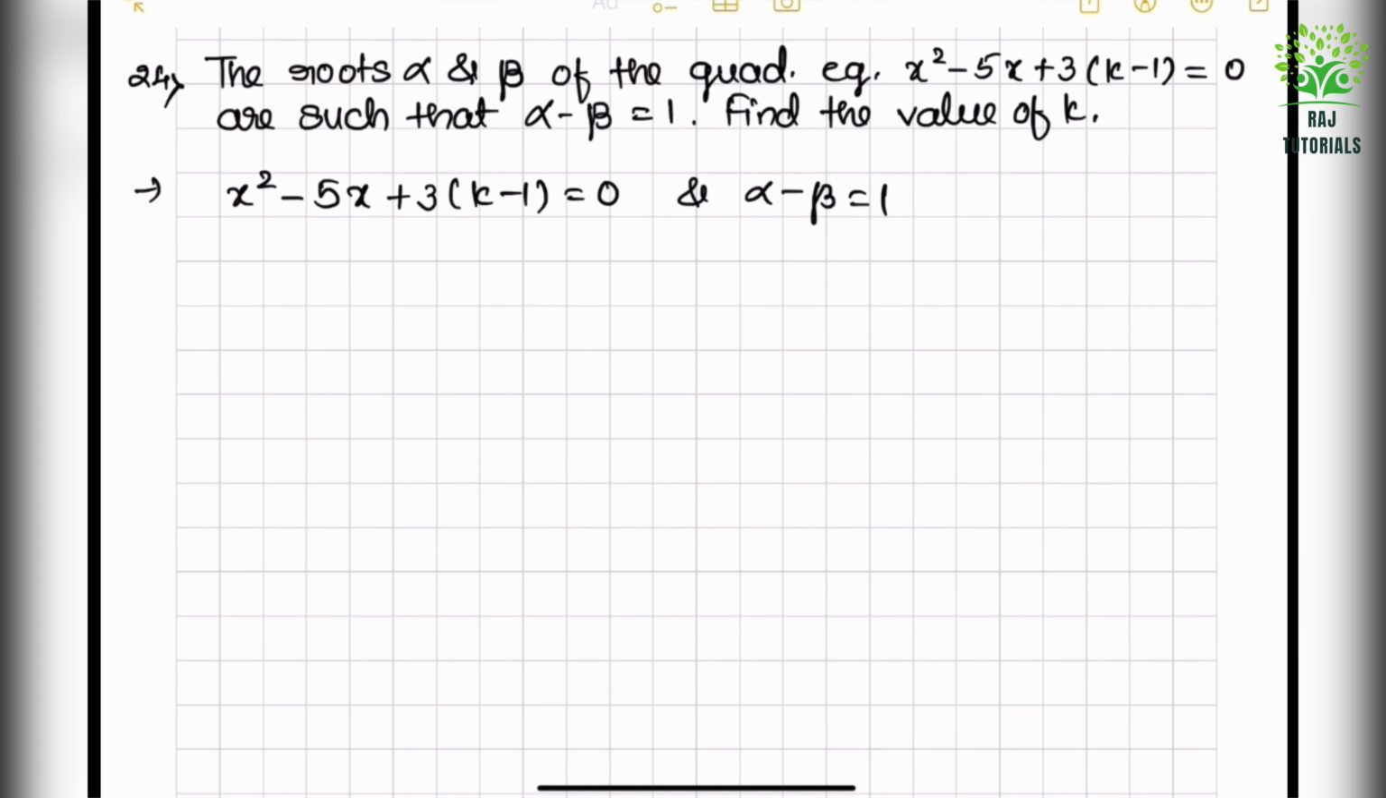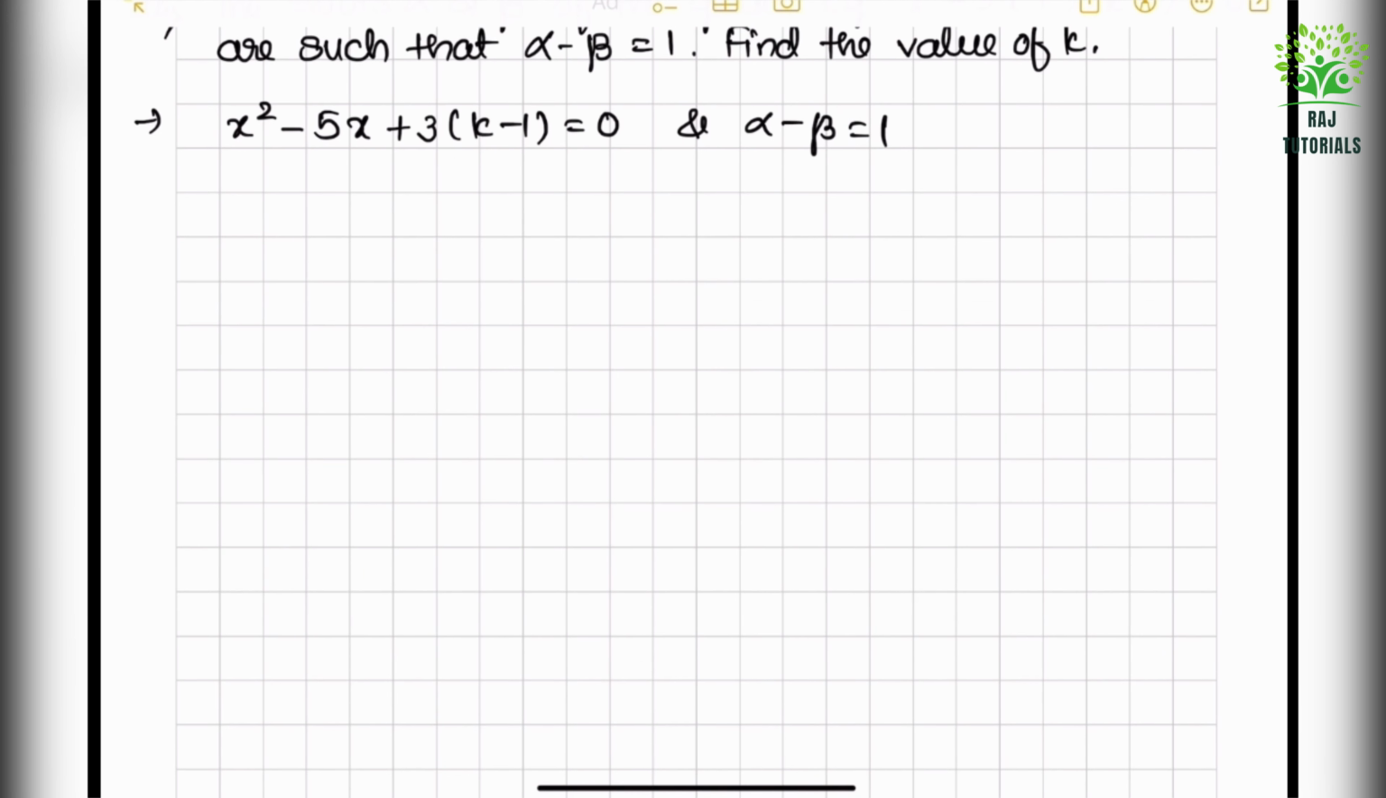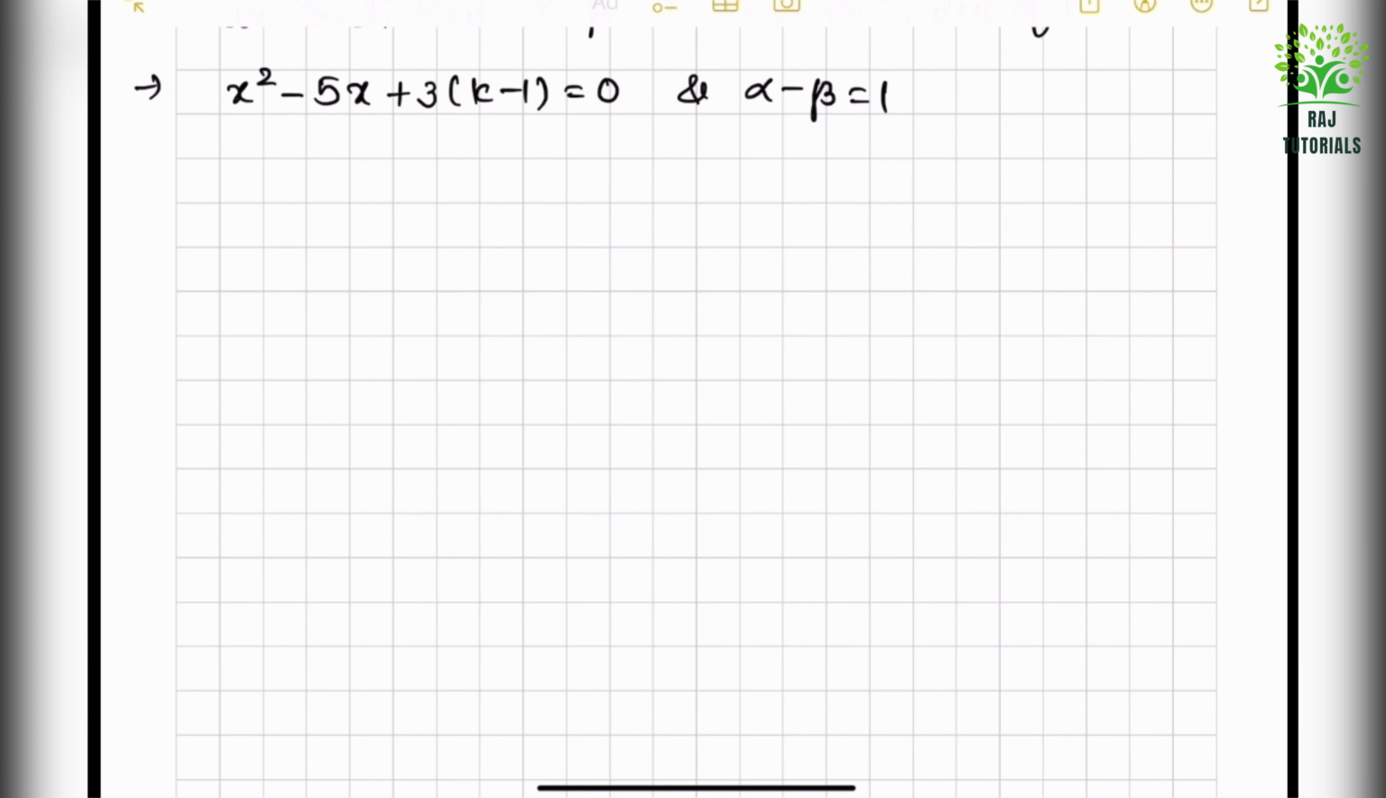Now next question says the roots alpha and beta of the quadratic equation x square minus 5x plus 3 into k minus 1 equal to 0 are such that alpha minus beta equal to 1. Find the value of k. So here the equation given to me is x square minus 5x plus 3 into k minus 1 equal to 0, and it is given that alpha minus beta equal to 1.